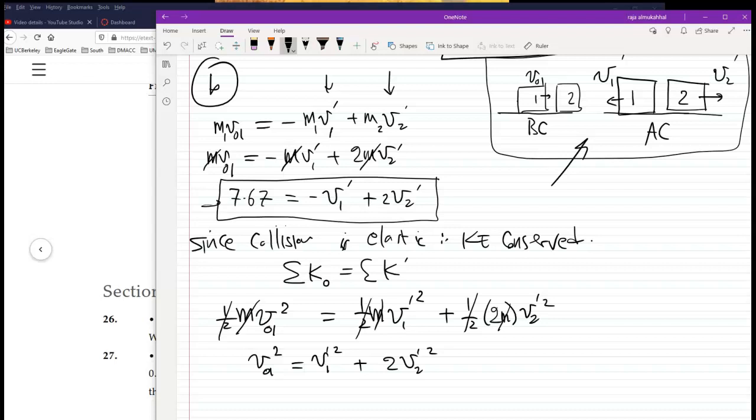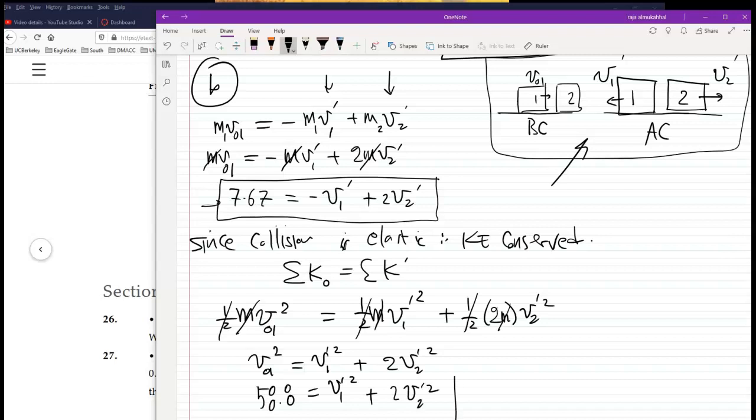I didn't get that number. Sorry, I'm going to use a calculator. I did it differently in my notes, I guess. It doesn't look the same, but anyway. All right, so we have 7.67 squared. I'm going to get 58.8. So this becomes 58.8 equals V1 prime squared plus 2 V2 prime squared. There we go.